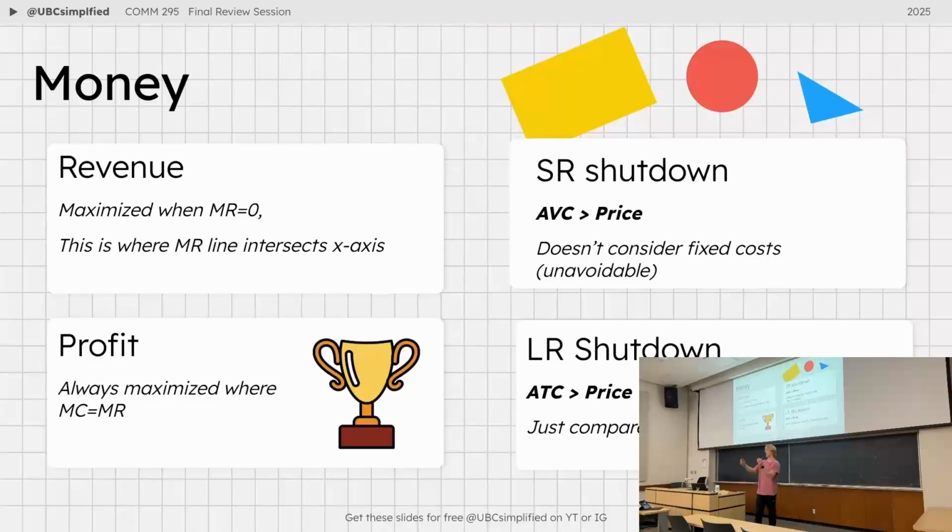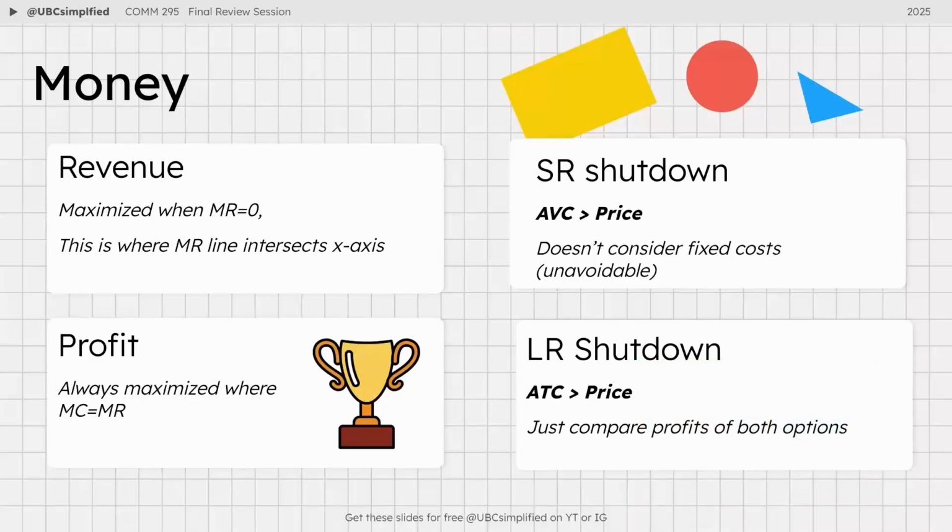But if we want to maximize profit, this is the holy grail of everything. We take it where marginal cost equals marginal revenue. So the derivative of cost equals the derivative of revenue. This is the holy grail equation. Keep this in mind for almost all questions. If you have to figure out something, you're going to be using this equation. So just keep that in mind.